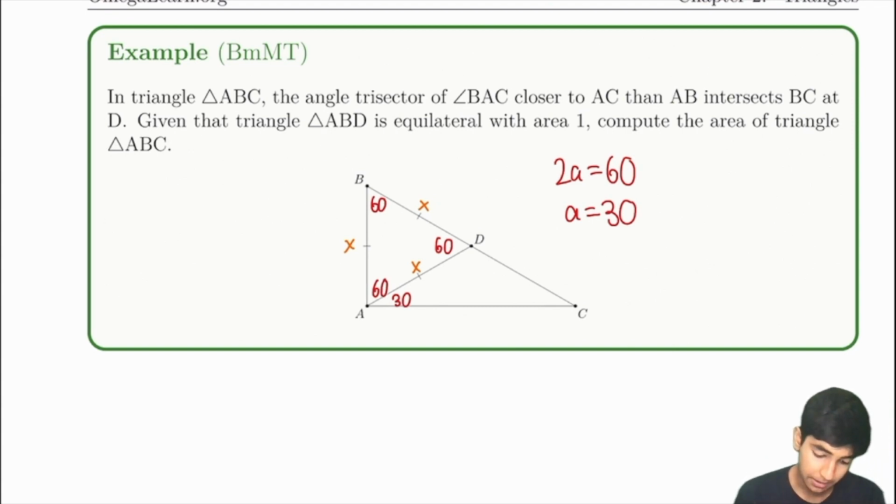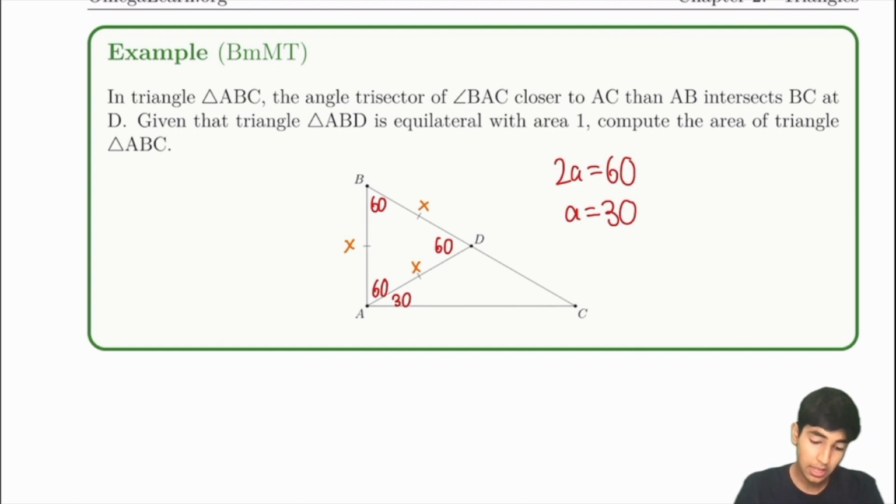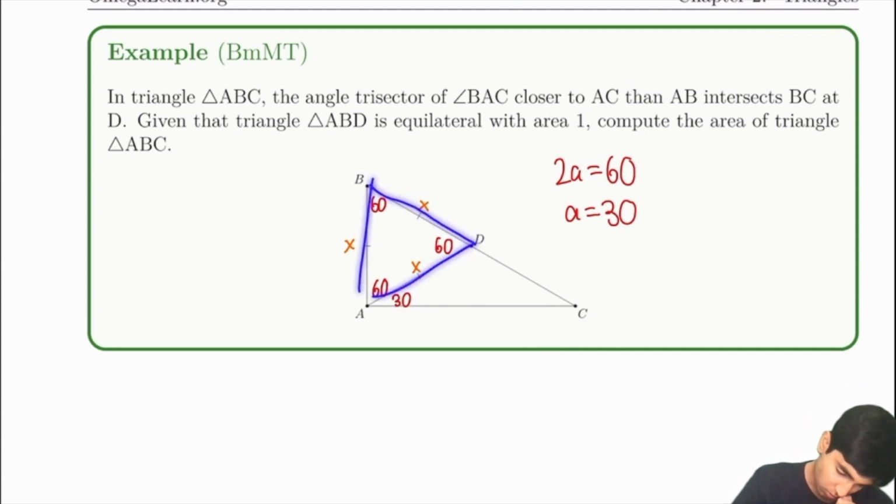Okay, now we're given something. ABD has area 1. Compute the area of triangle ABC. Notice here, all three of these side lengths are equal, right? Specifically, BD is equal to DA.